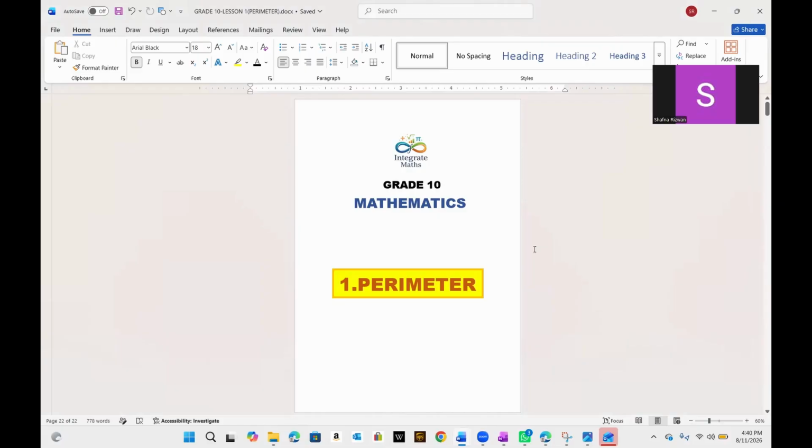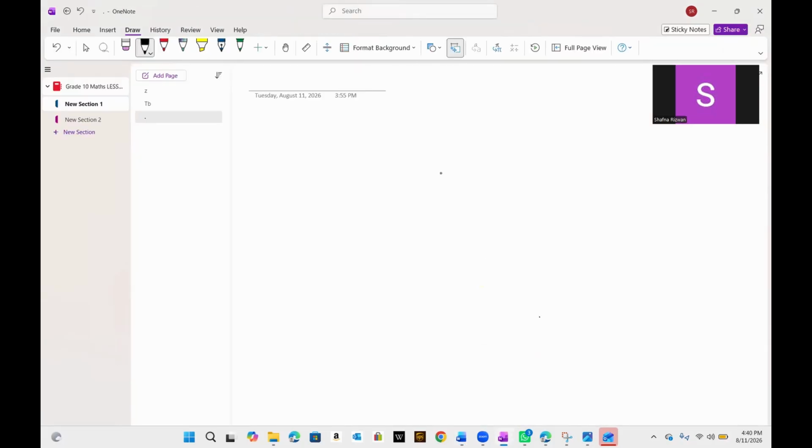Okay, guys, now see here. Today we are going to study the lesson perimeter, which is the first chapter of the grade 10 maths. So now, if you take your normal O level maths paper, you all should know the structure of your O level paper.